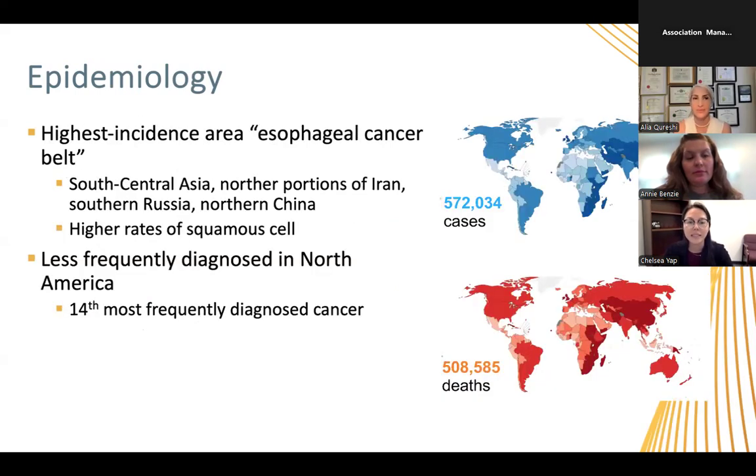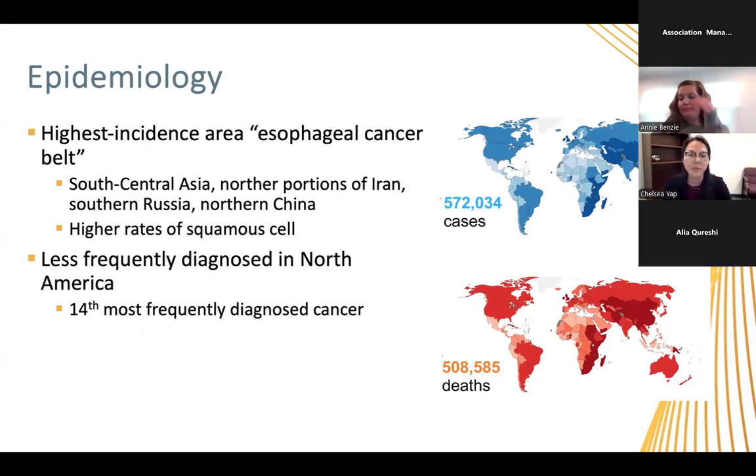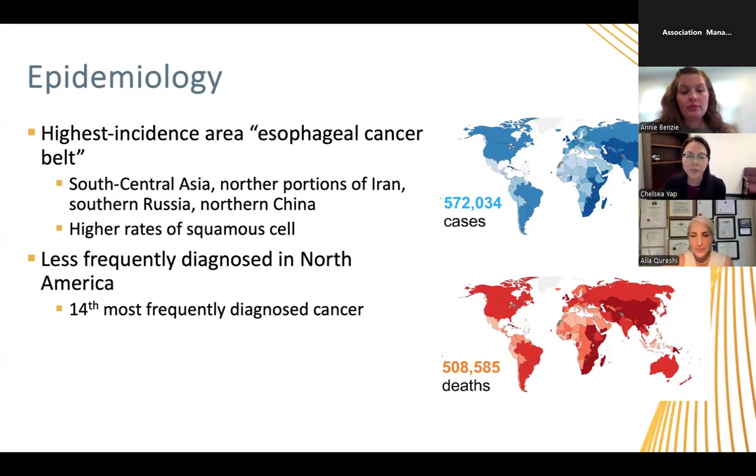The highest incidence around the world is in something called the esophageal cancer belt. These are the regions of South Central Asia, northern portions of Iran, southern Russia, and northern China. Here's where we would see higher rates of squamous cell carcinoma of the esophagus, and then less frequently diagnosed in North America. It's actually the 14th most frequently diagnosed cancer here, and as I'll say later, more commonly adenocarcinoma.